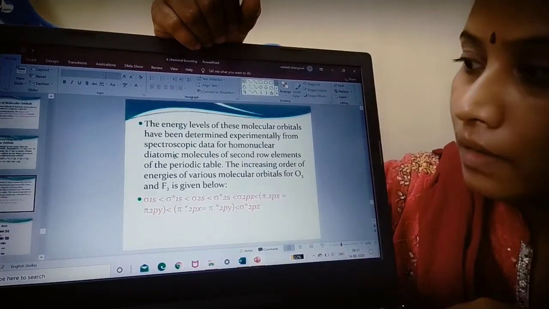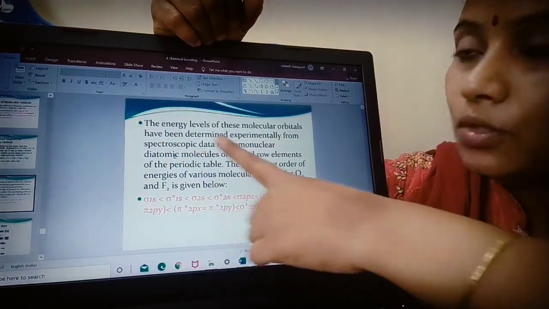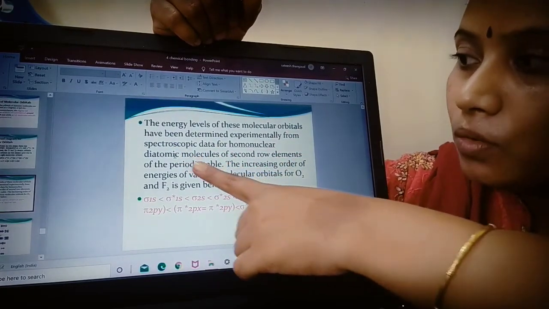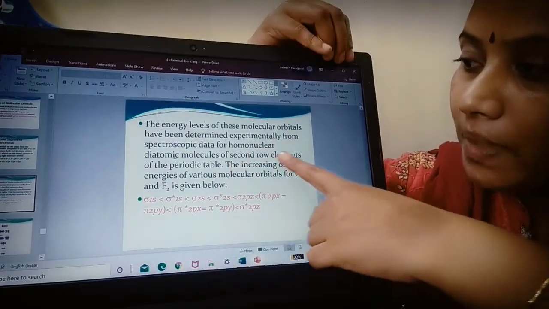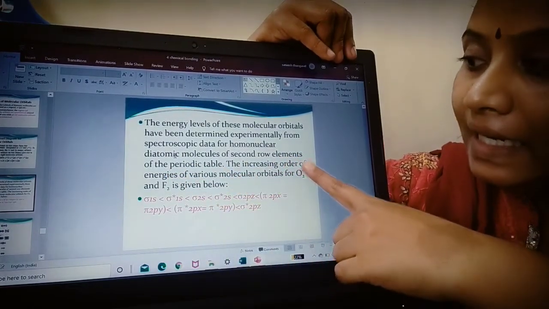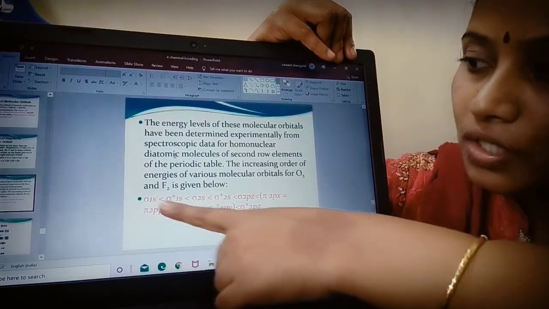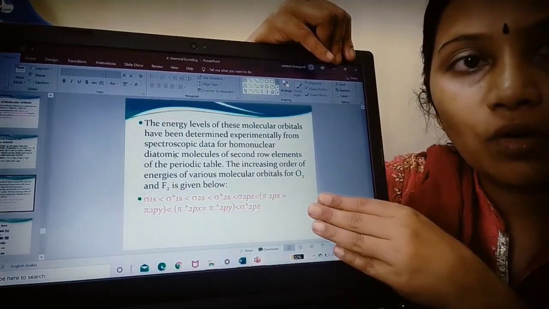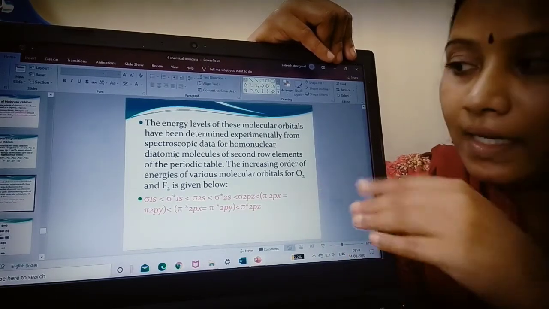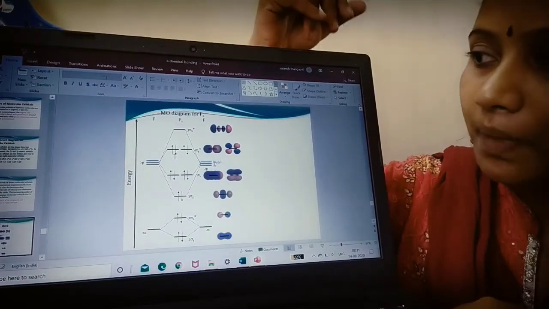Now, when you look into the energy levels of these molecular orbitals, you can determine them experimentally by means of spectroscopic methods. Just look at diatomic molecules which are present in the second row of elements in the periodic table. There is an increase in the order of energy of various molecular orbitals of oxygen and fluorine. This is nothing but the molecular orbitals of oxygen and fluorine molecules, and it keeps on increasing across the second row elements of the periodic table.